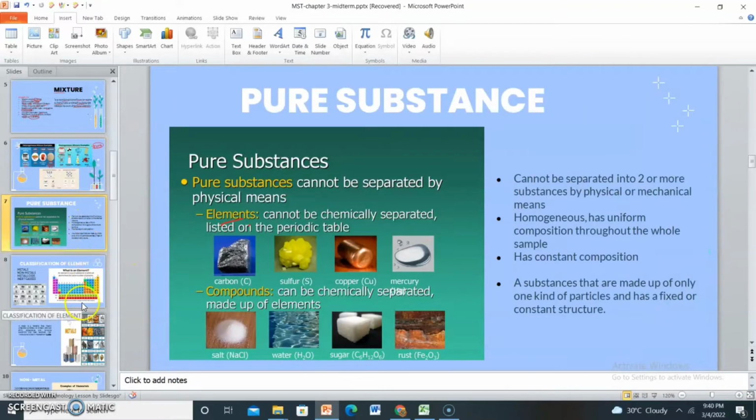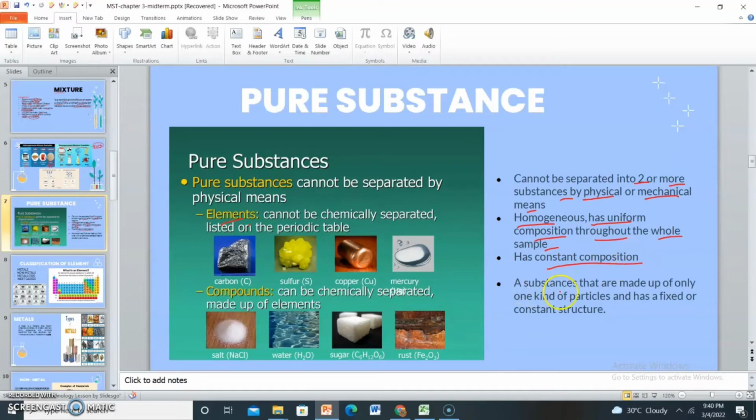The next is the pure substances. Under the pure substance, it cannot be separated into two or more substances by physical or mechanical means. It is also homogeneous, has uniform composition throughout the whole sample, has constant composition, is a substance made up of only one kind of particle, and has a fixed and constant structure. It also cannot be separated by physical means. Under the pure substance are the element and compound.